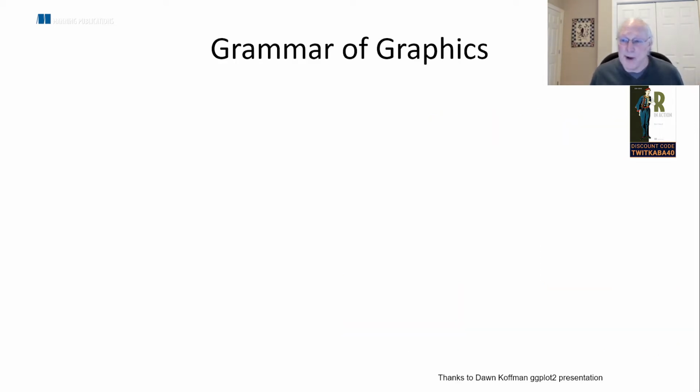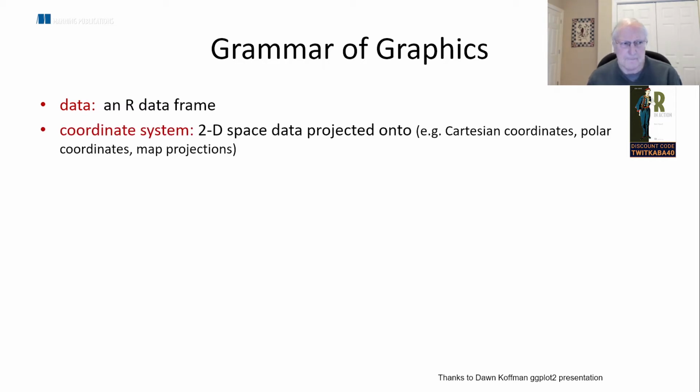So, a grammar of graphics, that's what ggplot is. And in this grammar of graphics, we have to define the data. And the data has to be in the structure of a data frame. There's lots of ways of holding data in R. You can hold it as a vector, as a matrix, as a list, but it has to actually be a data frame to use with this particular package. And this is probably the most popular package for doing graphics now in R.